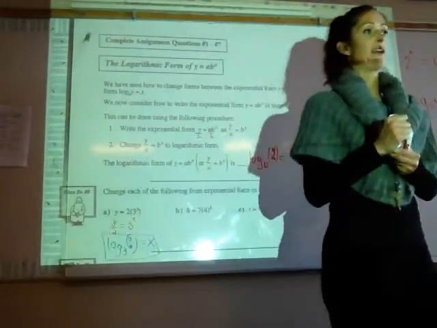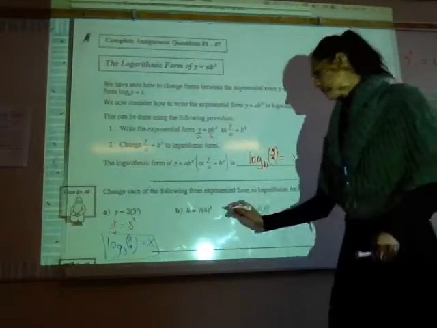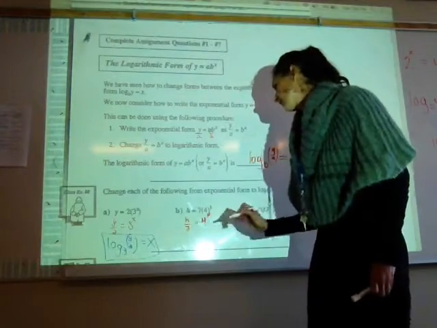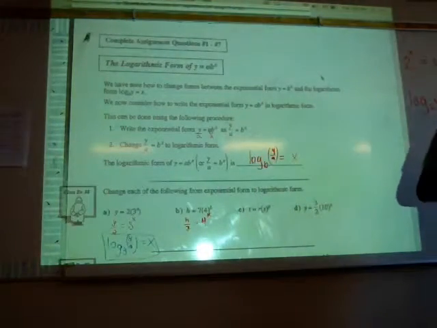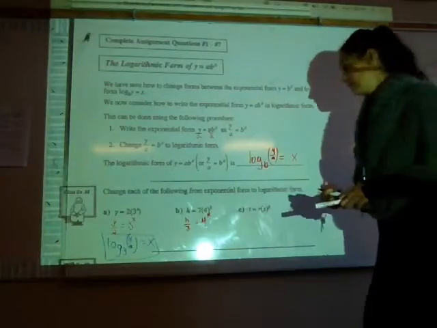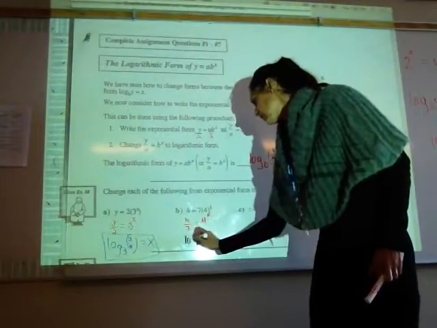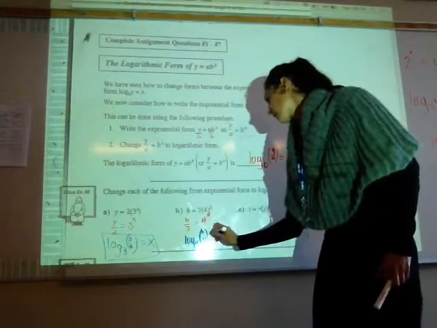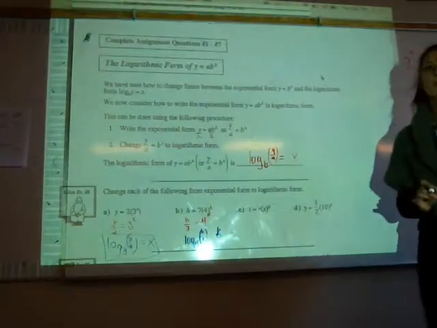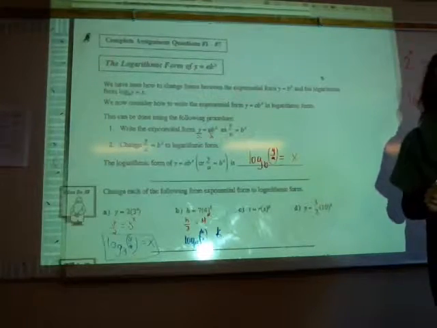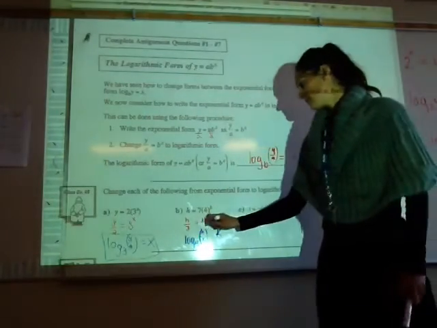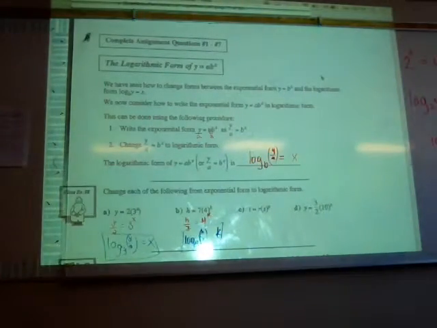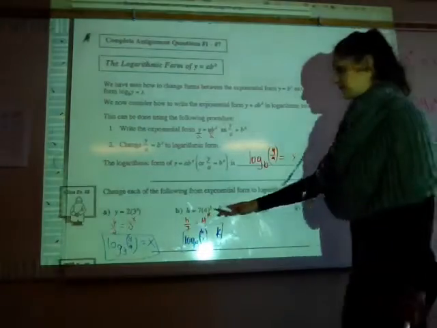Okay, next one, same pattern. We've got to divide by the a value. So we get h divided by 7 equals 4 to the power of k. Then we convert it into log form. We have log base 4, argument h over 7 will equal exponent k. Your logarithm will always equal the exponent from the exponential form.